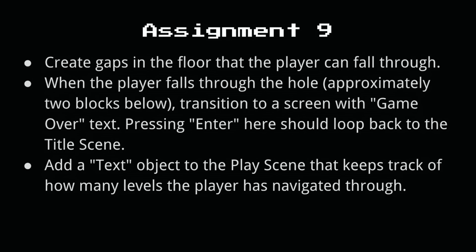So create a new scene, very similar to the first scene that we looked at, which was just the title screen. And you can probably copy most of that. But that scene should say Game Over. And then pressing Enter there should load the title scene, right? And then lastly, add a text object to the play scene that just keeps track of how many levels you've navigated through. And you can probably do this with some kind of static variable. But any solution that accomplishes it is welcome. But altogether, all pretty easy pieces to put together.